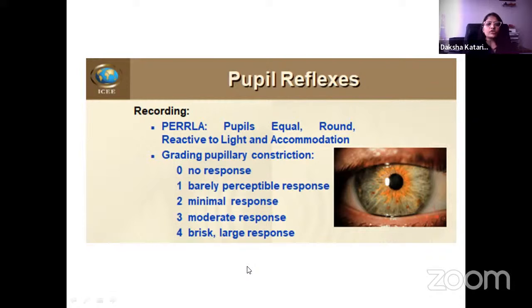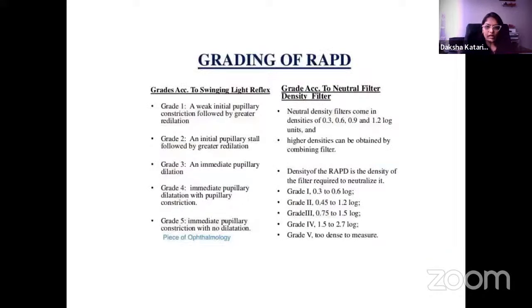If there is no response, then it is grade 0. Barely perceptible response is 1. Minimal response is 2. Moderate is 3. Brisk is 4. Pupils round. There is also another way to document RRTL, round reacting to light, which we used to mention. So if you find some other response, this is the grading of pupils. And she has mentioned swinging flashlight as well.